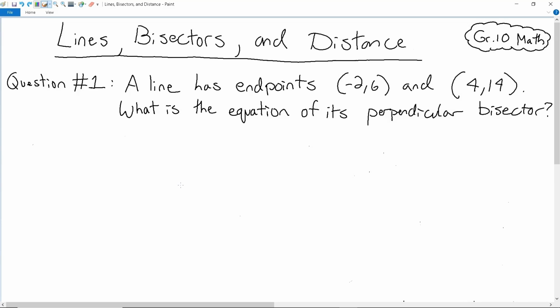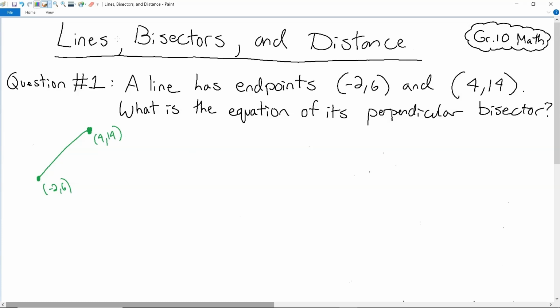Question number 1 says, a line has endpoints -2, 6 and 4, 14. What is the equation of its perpendicular bisector? And what I like to do is draw this out first. So here's our line. I can do a better job connecting those points. Let's try that again. Okay. What is the equation of this line's perpendicular bisector?